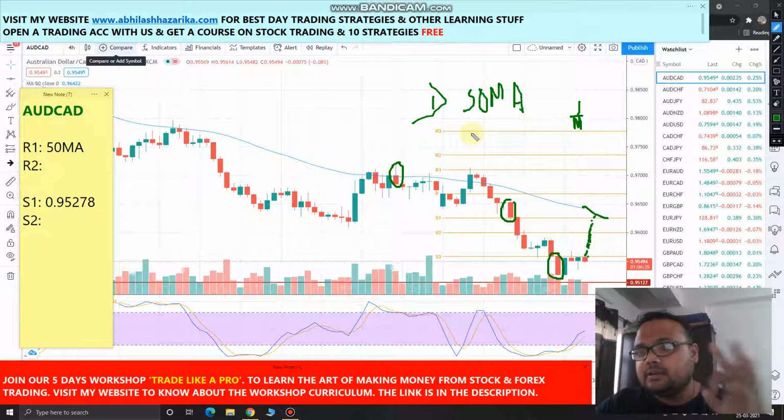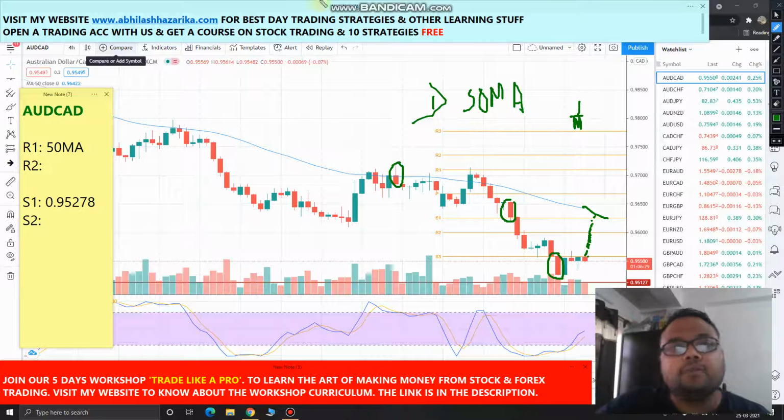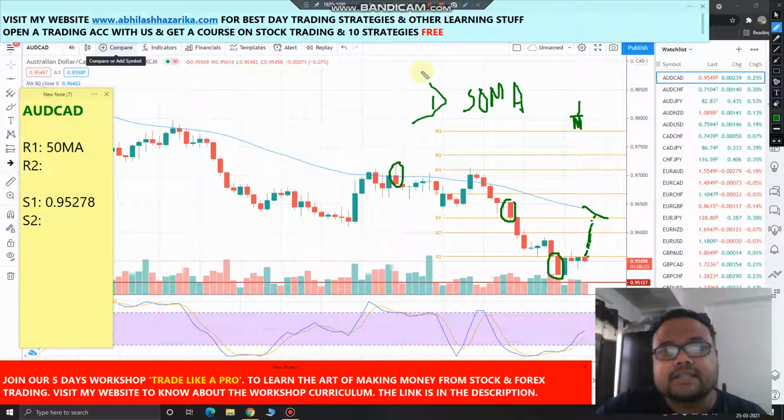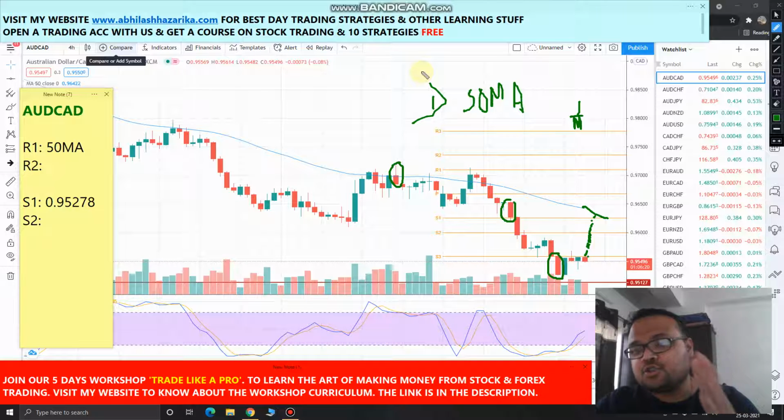So what's your strategy, or what should you be doing? Follow the market. Let the market get resistance from the 50 moving average. Once you get the confirmation that yes, the 50 moving average is still a valid resistance, then just short the market. That's what you should do.